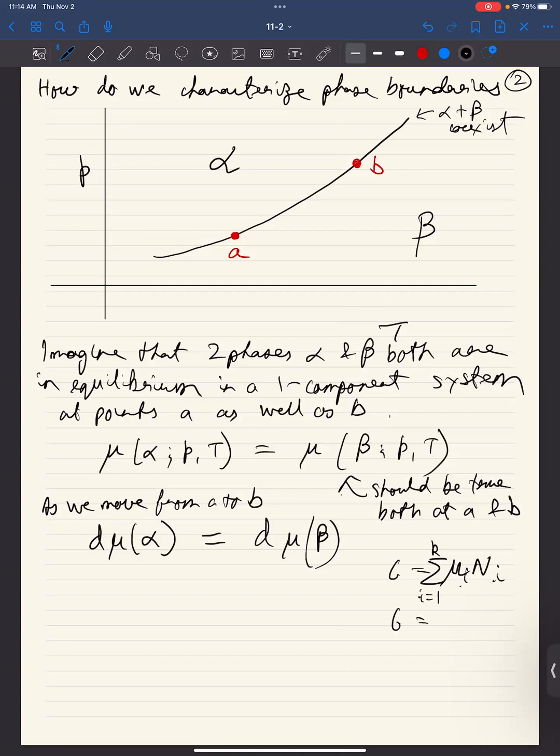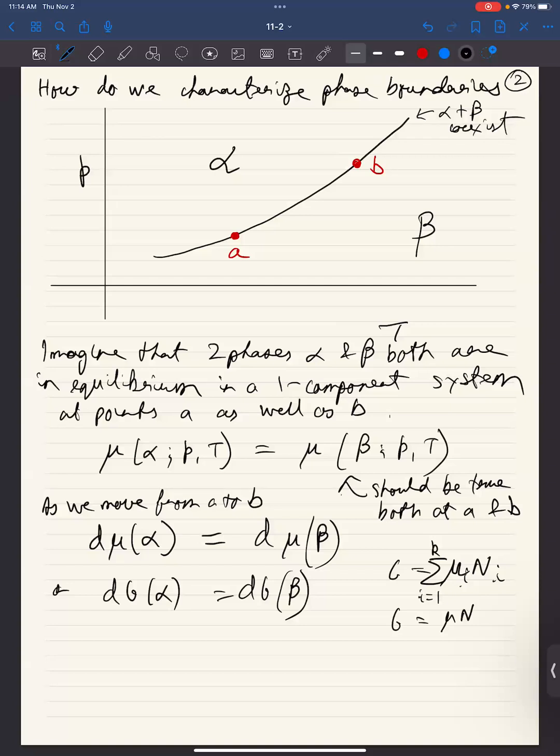For a one component system, G is equal to mu n. It's a one component system, so n is constant for construction. There is no chemical reaction going on here, right? So this is the same as dG alpha is equal to dG beta. I could have just written this in one line, but I want to make a point that this is true only for a one component system. If it was two components, you won't be able to do that. You will have to be careful and worry about mole fractions.